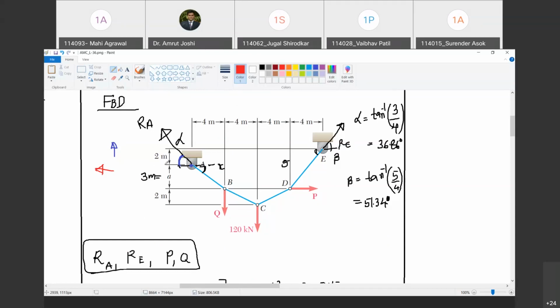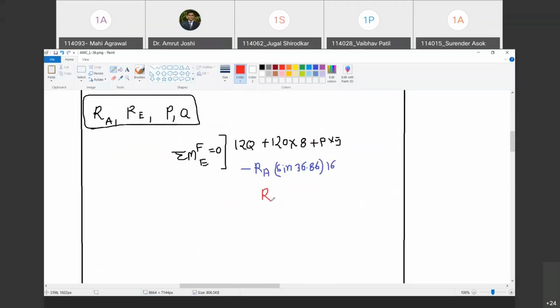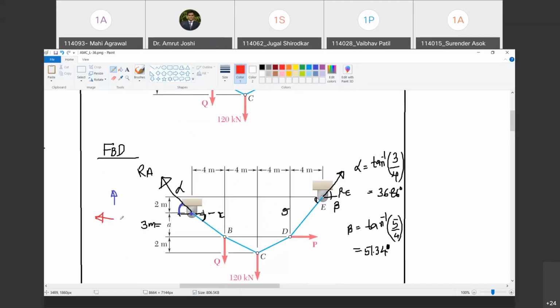So therefore, vertical distance between A and E is only 2. So therefore, RA cos of 36.86. Do you agree with me? Yes, sir. This multiplied by 2, not 7. Clear है ना? Yes, sir. देखो, this component is acting here. So what is the vertical distance between E and A? Only 2 meter. Happy? Yes, sir. And what kind of moment does it cause? Clockwise or anti-clockwise about E?